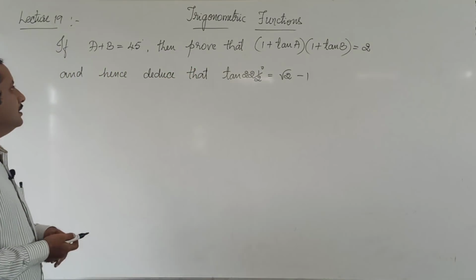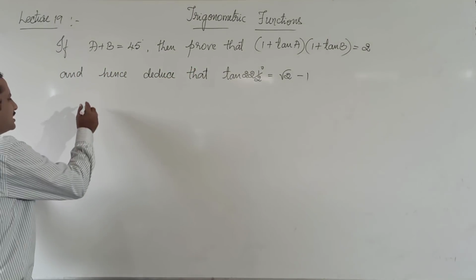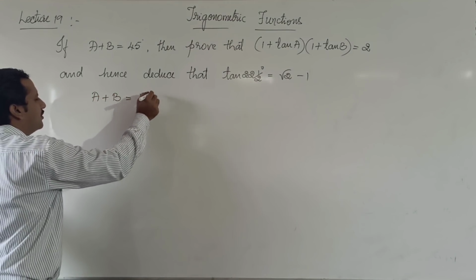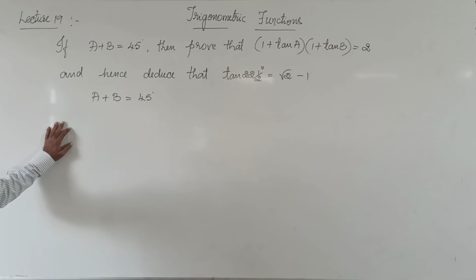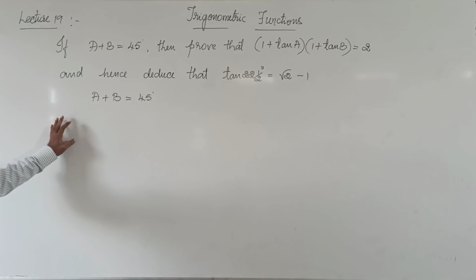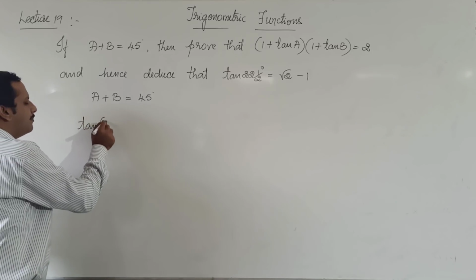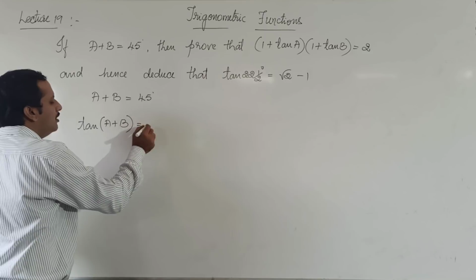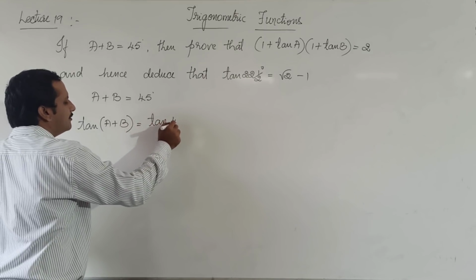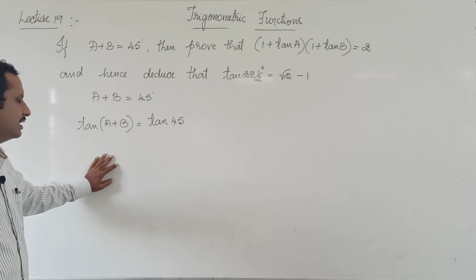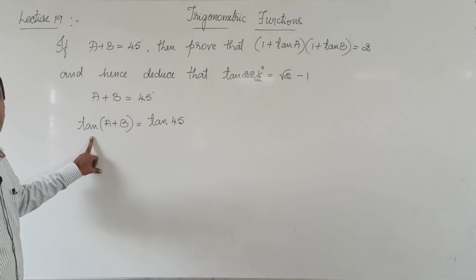Okay. See here, they have given that a plus b is equal to 45 degree. I'll apply tan to this equation, taking tan on both sides. That means tan of a plus b is equal to tan 45 degree. Okay. What is the formula for tan a plus b?